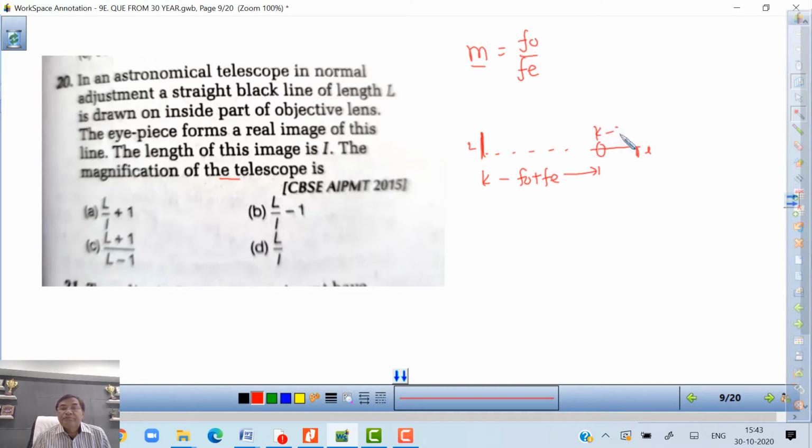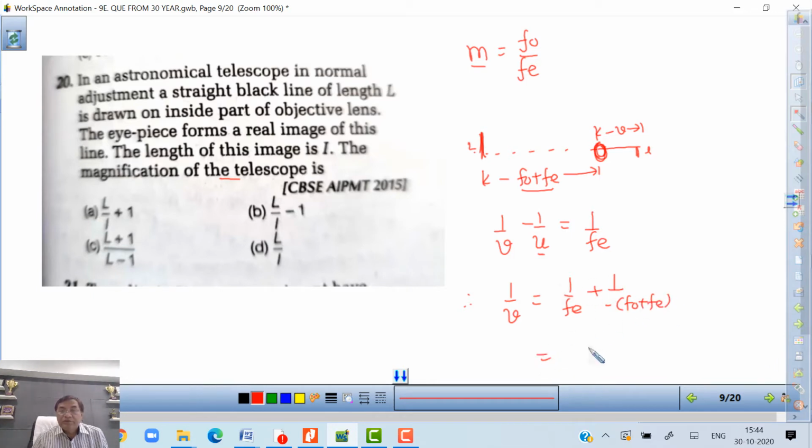And this is v. For the eyepiece, we can write 1 upon V minus 1 upon U is equal to 1 upon Fe. Because we have to make some connection of Fo with Fe. So what is U? It is Fo plus Fe. So 1 upon V is equal to 1 upon Fe plus 1 upon U. U is equal to Fo plus Fe because the distance between these two is Fo plus Fe, but when you substitute it should be minus. So Fo plus Fe.